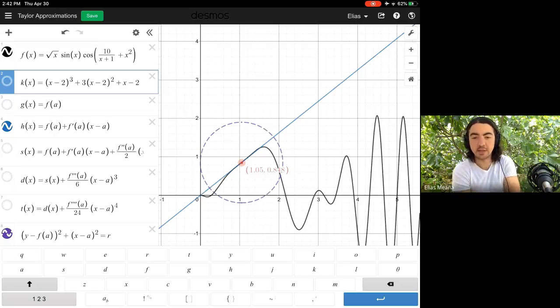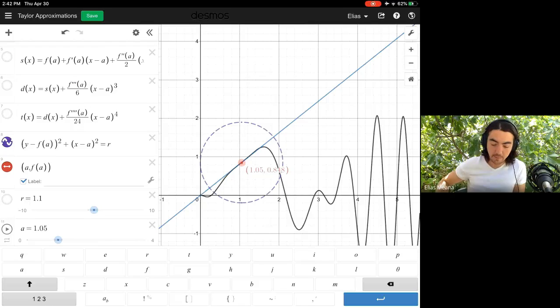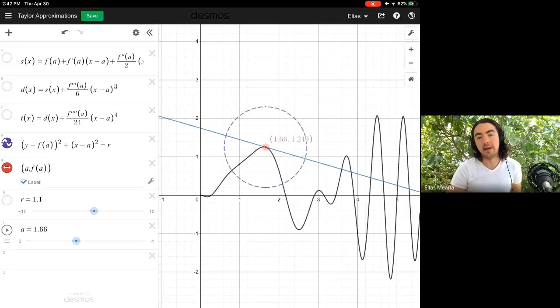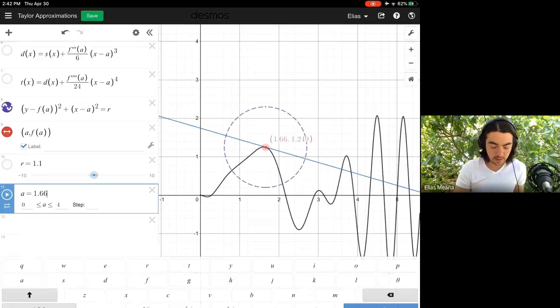This is my tangent line. So in this region, it's actually really, really good. It's really not bad at all. There's only a couple of spots there at the tail end of my circle where it gets really bad. But of course, I can move it around, and I can really quickly find a place where the tangent line is garbage.